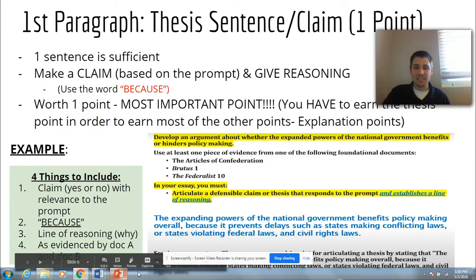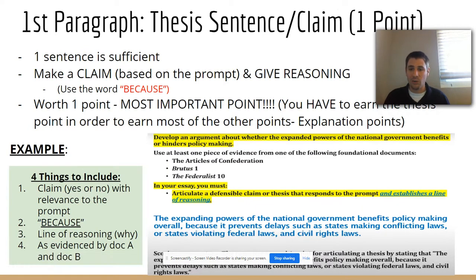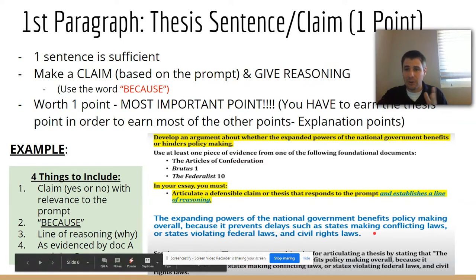So in this case, federal government getting bigger benefits policymaking because, here's my line of reasoning, it prevents delays such as states making conflicting laws or states violating federal laws and civil rights laws. So the argument here is that federal government is more streamlined, it's quicker. So that is the line of reasoning.